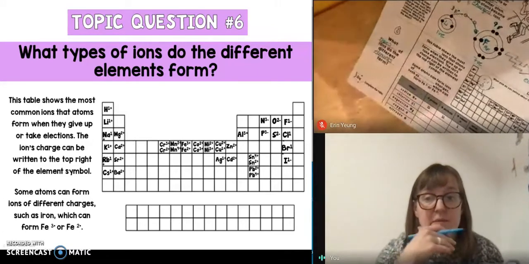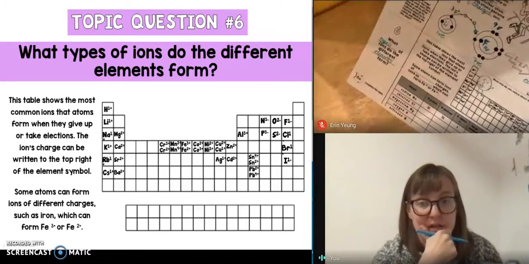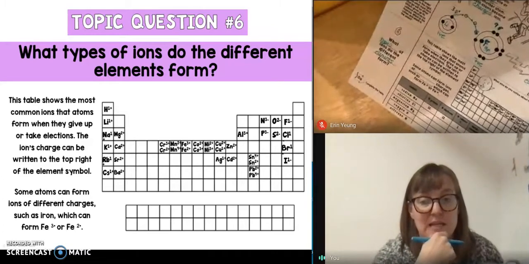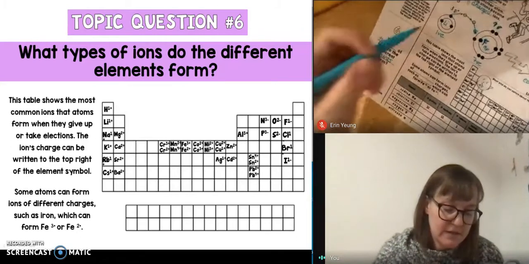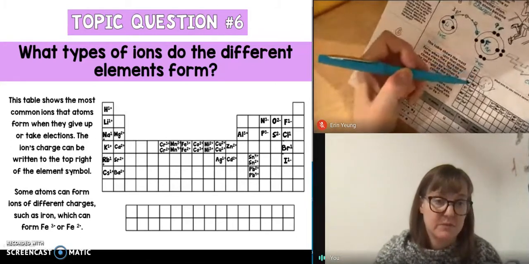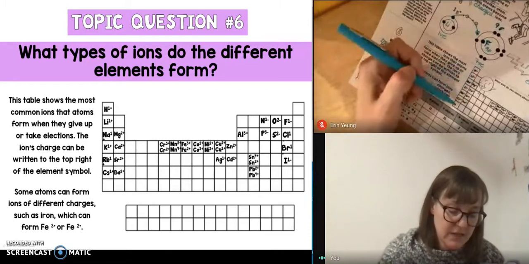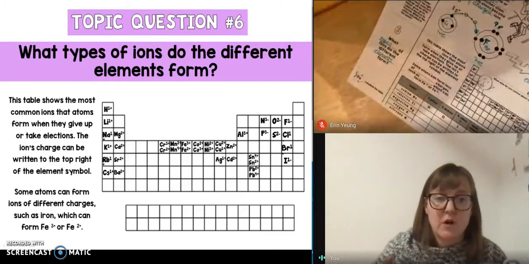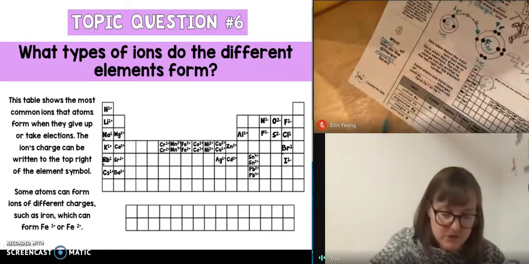So the table shows the most common ions formed when atoms give up or take electrons, and it can be written on the top. I've talked about this in a couple of different videos already, and you may not have watched them in the same order, but please make sure you watch them all so that you get it.